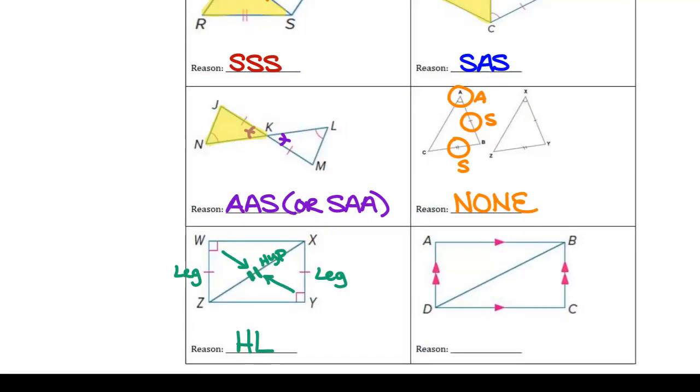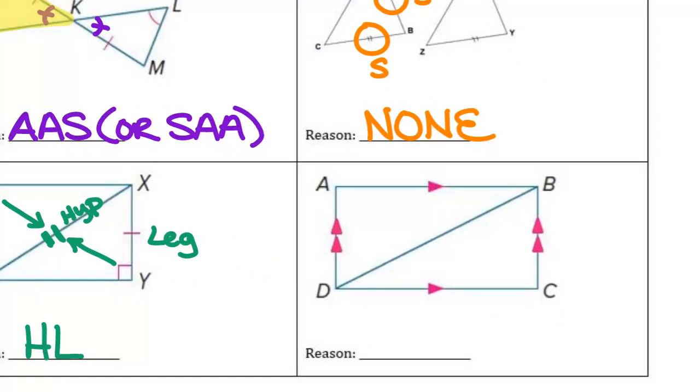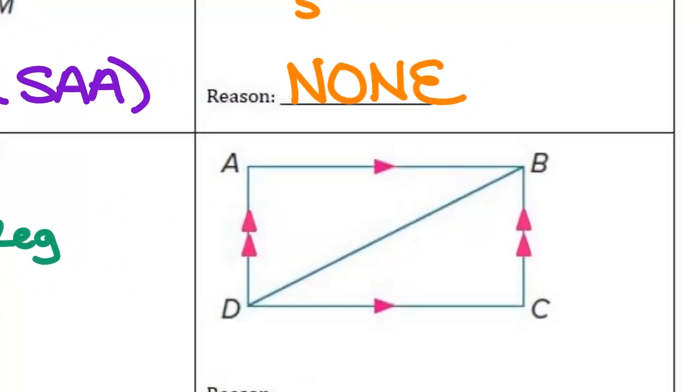You have to have right angles for hypotenuse leg, but just because you have a right angle does not mean it has to be hypotenuse leg. Right, and then we get to our last one. So what does make a hypotenuse leg? The hypotenuse is marked as congruent along with a pair of legs. You have to have the side across from the right angle marked as congruent, and then you have to have one other pair of sides marked as congruent.